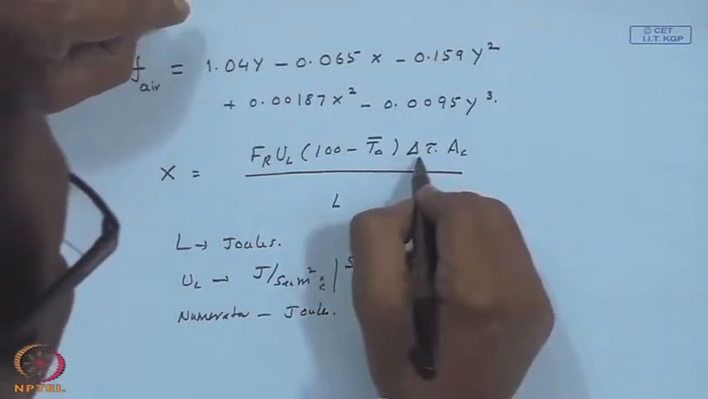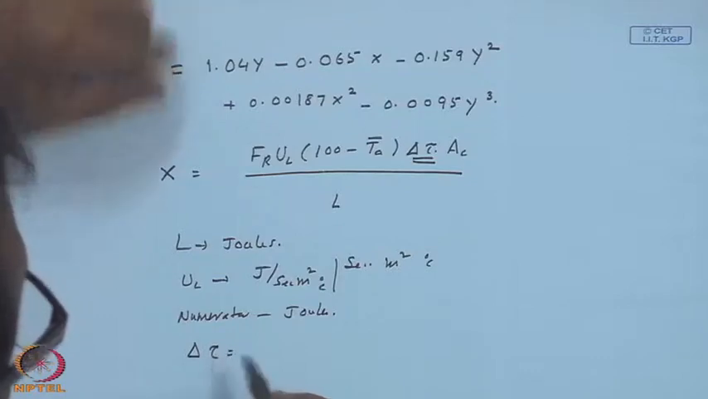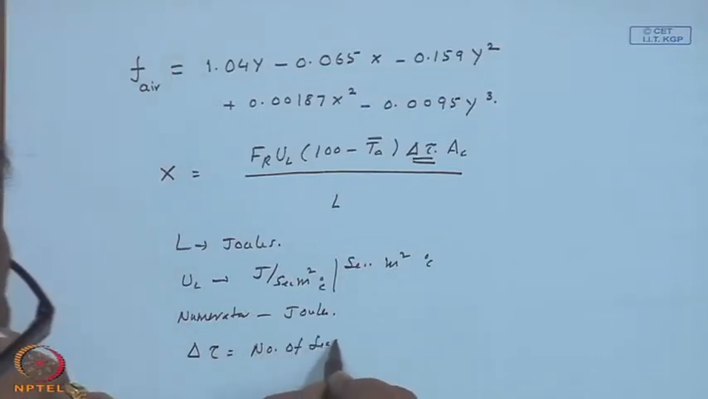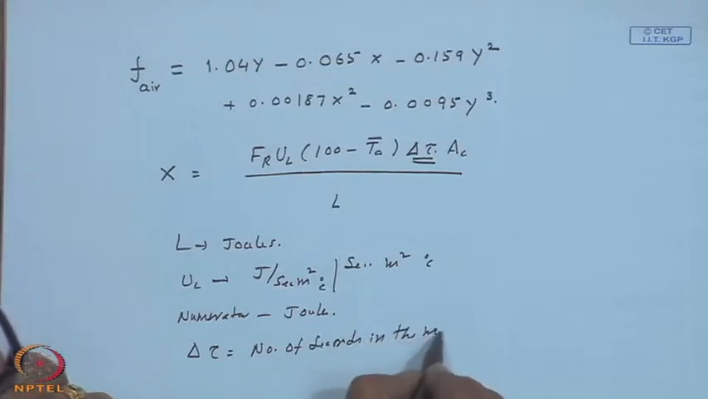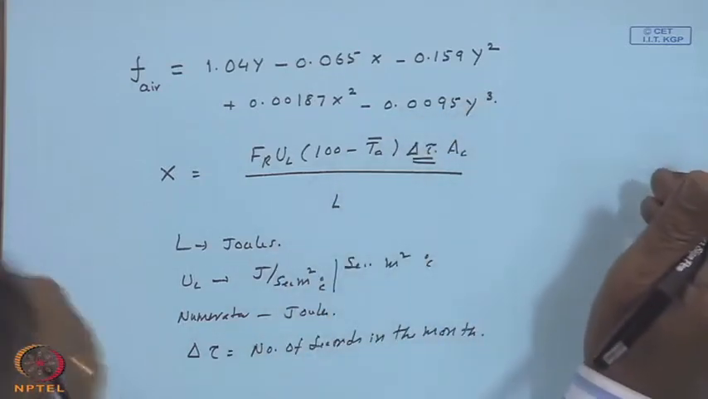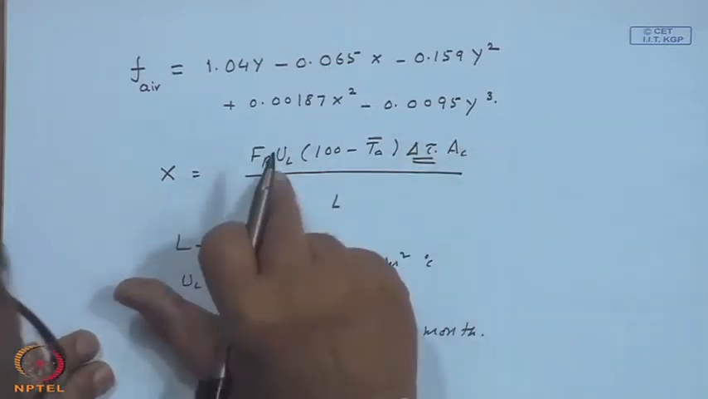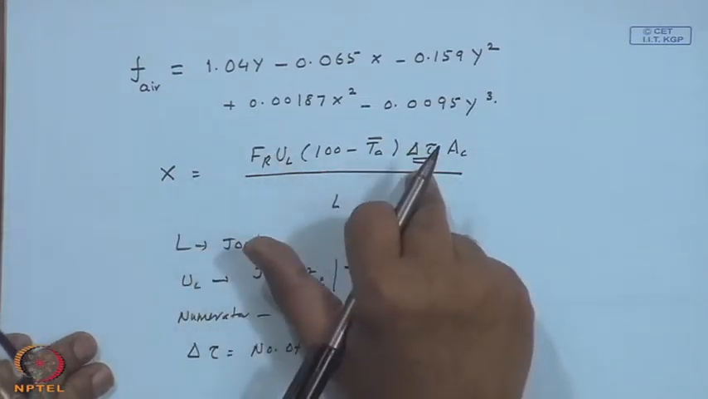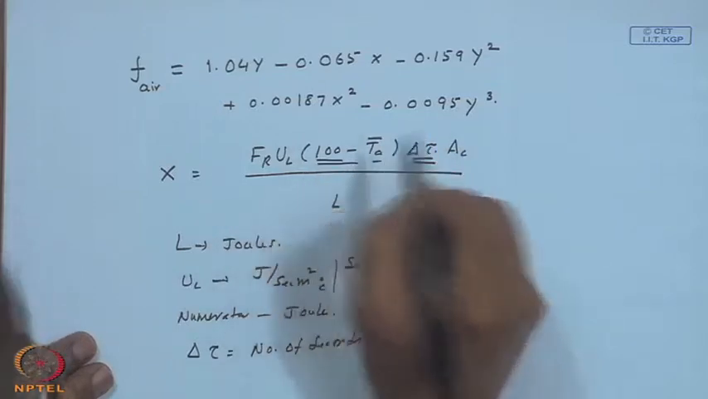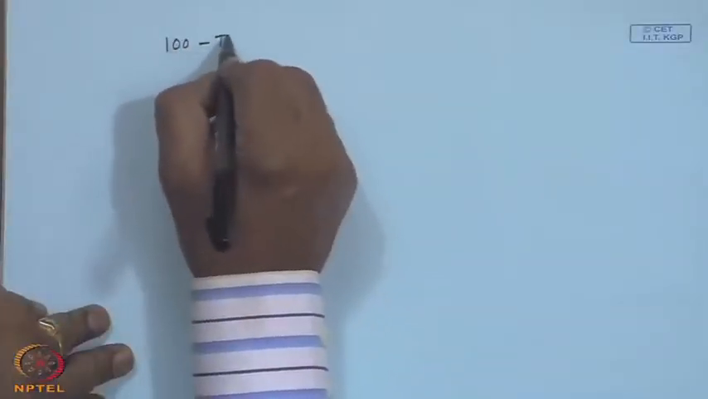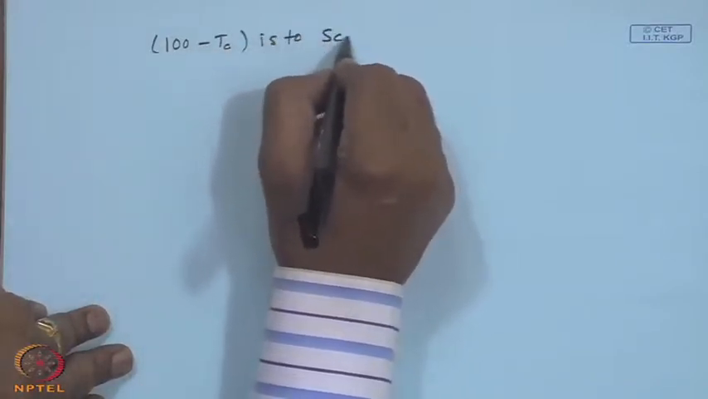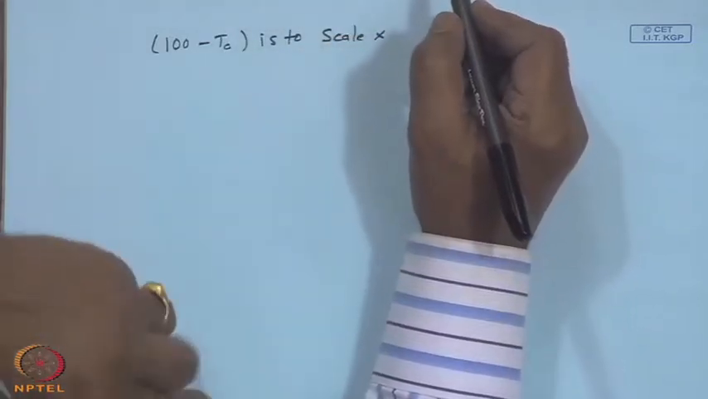Now, what you will find here is the number of seconds in the month is delta tau. A C is area. It is not unexpected that the loss factor should be proportional to the overall loss coefficient U. Of course, this is a non-dimensional factor: the time, area, and 100 minus T A bar. This 100 has nothing to do with the boiling point of water, though somehow it gives that impression. It is just 100 minus T A to scale x. If I put it as 20 minus T A, or whatever the collector operating temperature minus T A, then we may get too large a value or too small a value for x.